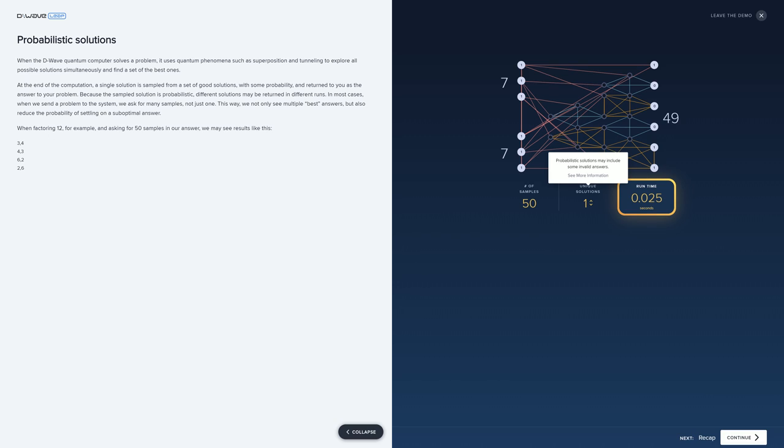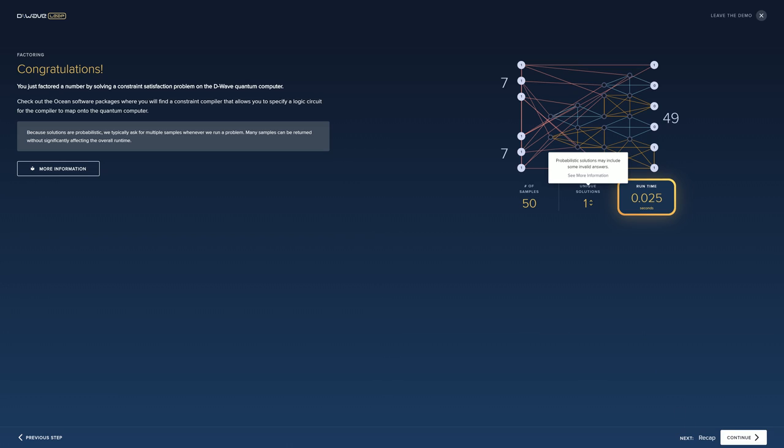When factoring 12, for example, and asking for 50 samples in our answer, we may see results like this. And what is the best result? Okay. Recap. My gosh, I ran the first experiment on the quantum computer. Look at this. 50 samples, 0.025 seconds.